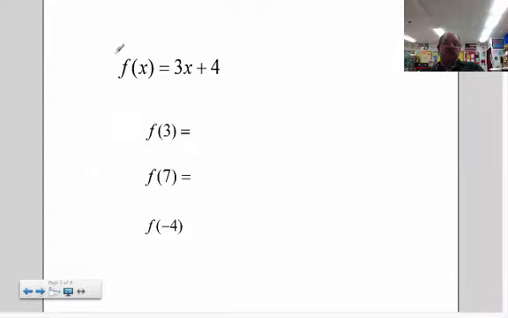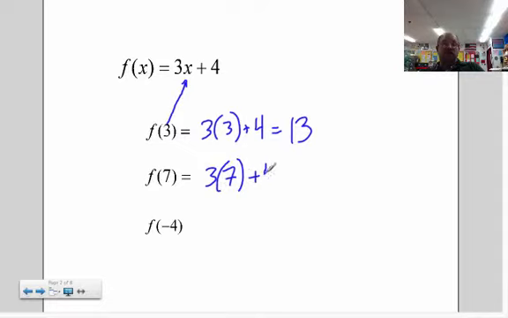Now, we're going to write functions in this function notation. Remember, this means the f of x. That's how we say it. It doesn't mean f times x, even though sometimes "of" means times. But we read this as the f of x is equal to 3x plus 4. And so if we want to know what the f of 3 is, well, that just means take 3, put it where x is. So it's 3 times 3 plus 4, which I think is 13. If we want to know what the f of 7 is, well, we take 7 and we put it where x was. 3 times 7 plus 4, 21, 25.